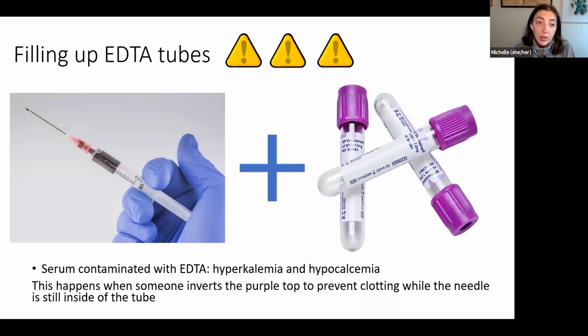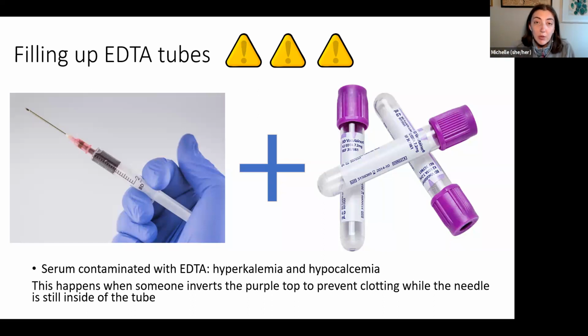Make sure that when you're filling up your EDTA tubes, if you're also collecting a chemistry, and just in general, I would make a habit of never inverting the purple top while you have the needle in, because you will contaminate the needle with EDTA. And then if you put that blood into a red top, the contamination of EDTA is going to cause hyperkalemia and hypocalcemia. And they're usually very wild and not consistent with life. So it's pretty obvious, but then it messes up your sample. So do not invert with the needle still in.